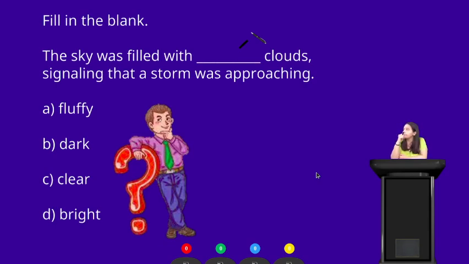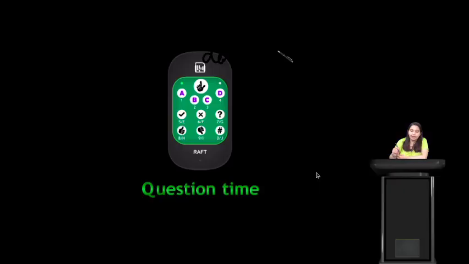So the correct answer is option B, dark. The sky was filled with dark clouds, signaling that a storm was approaching. So option B here is the right answer.